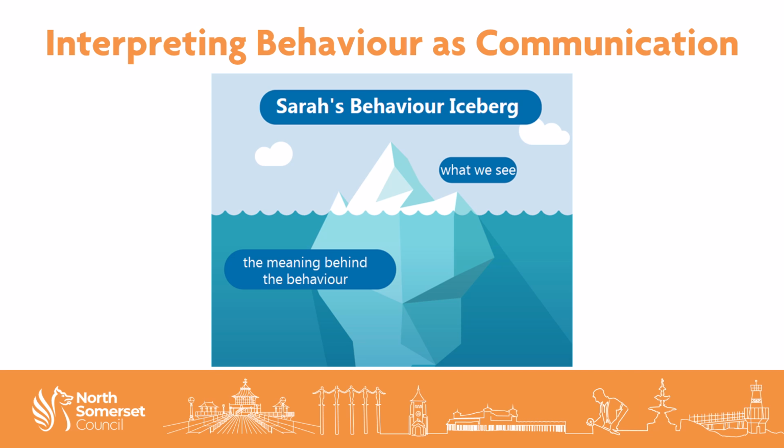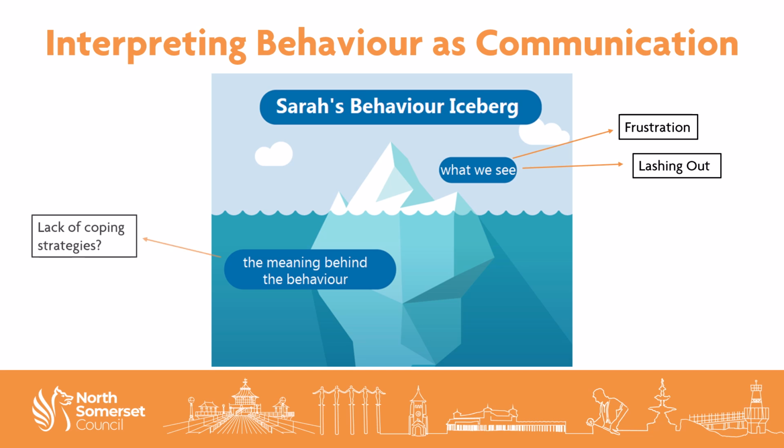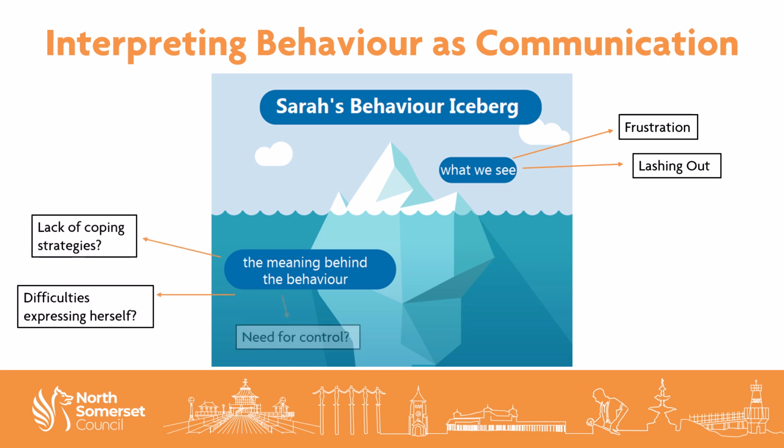On the surface, what we see is Sarah's frustration and lashing out at Daniel. But underneath, she might be expressing that she doesn't know how to ask Daniel to leave her tower alone, or she might be expressing that she doesn't know how to share control of an activity, or that she feels scared about what will happen if someone else joins in. And there could be many other interpretations.